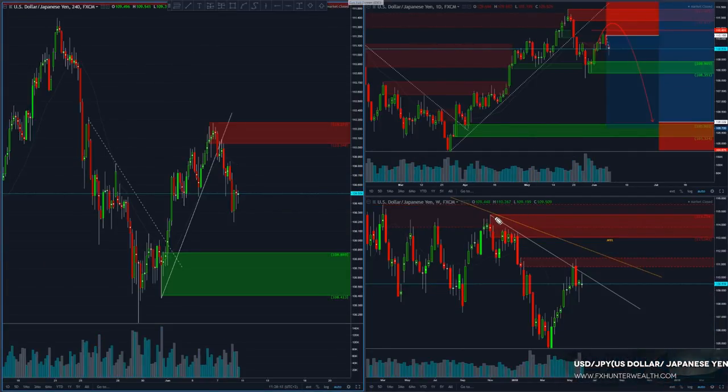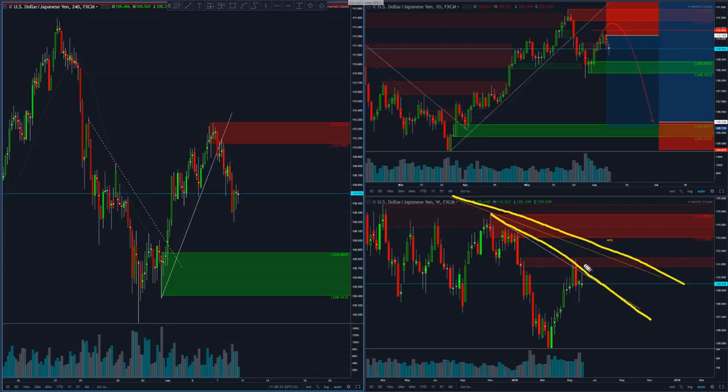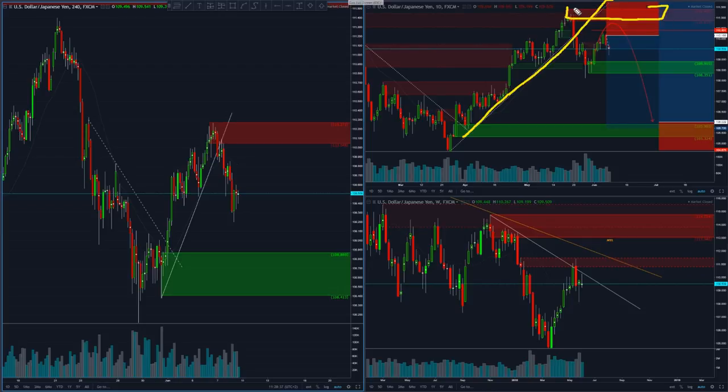US dollar, Japanese yen. We have a monthly downtrend, weekly downtrend, and this is a trend line which is holding the price lower now, as well with confluence of this supply zone on the weekly time frame. On the daily, we have this broken uptrend, created new supply, and now the market is consolidating here. But for the confirmation, we need to create another lower low, which is not happening yet.